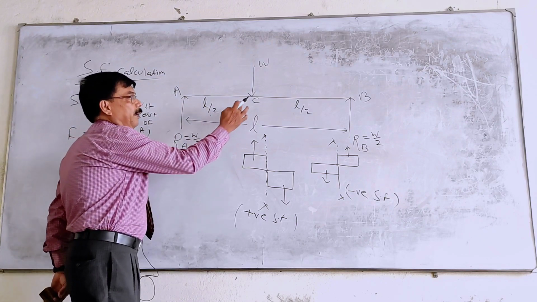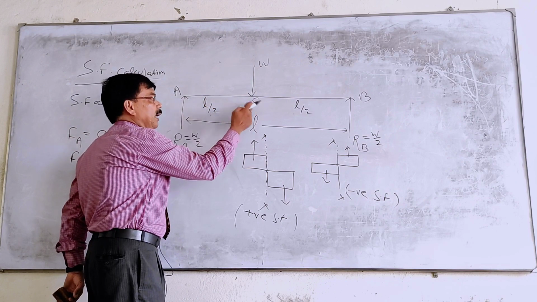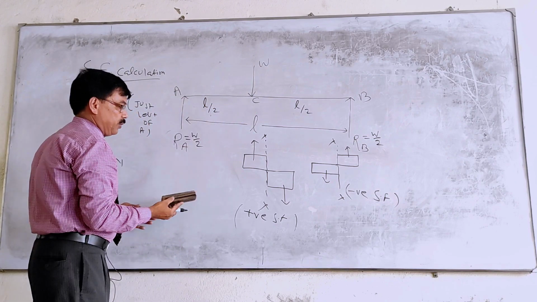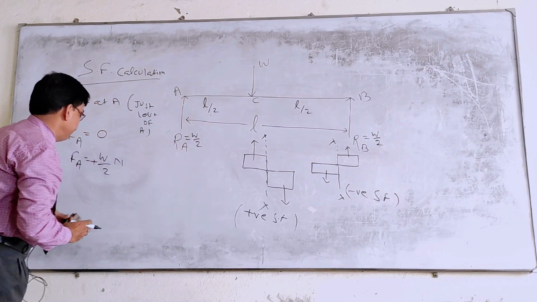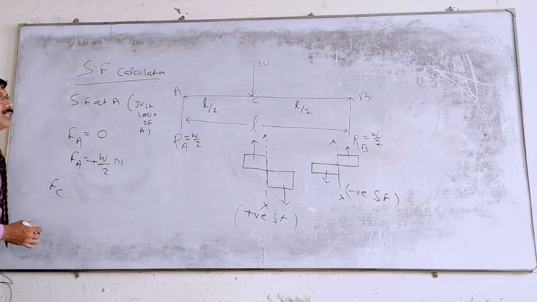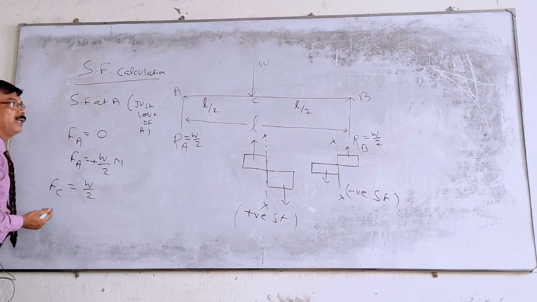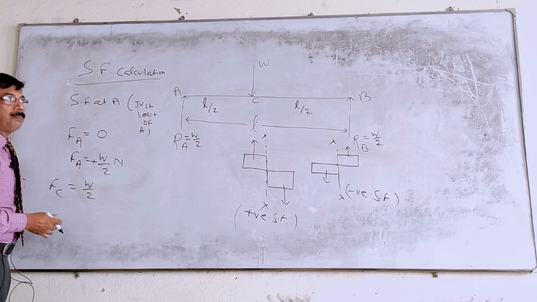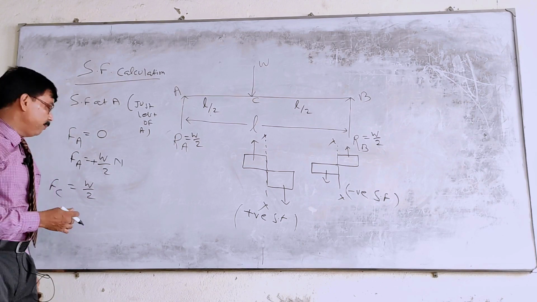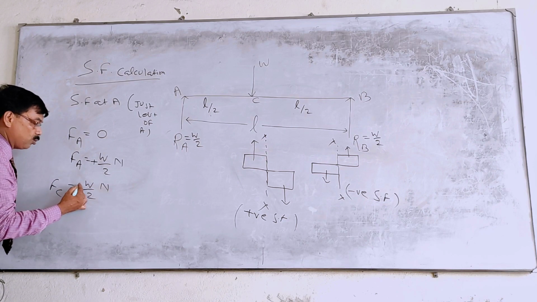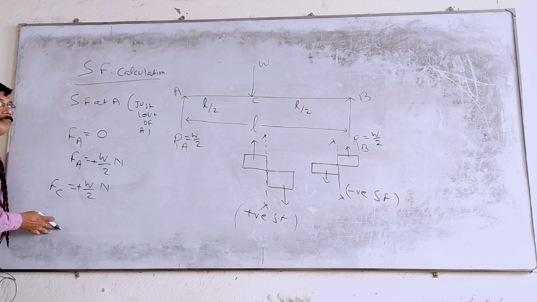Then right of A, then left of C. Left of C and right of A have the same value, that is W by 2. Right of A and left of C have the same value, and the sign is also the same.